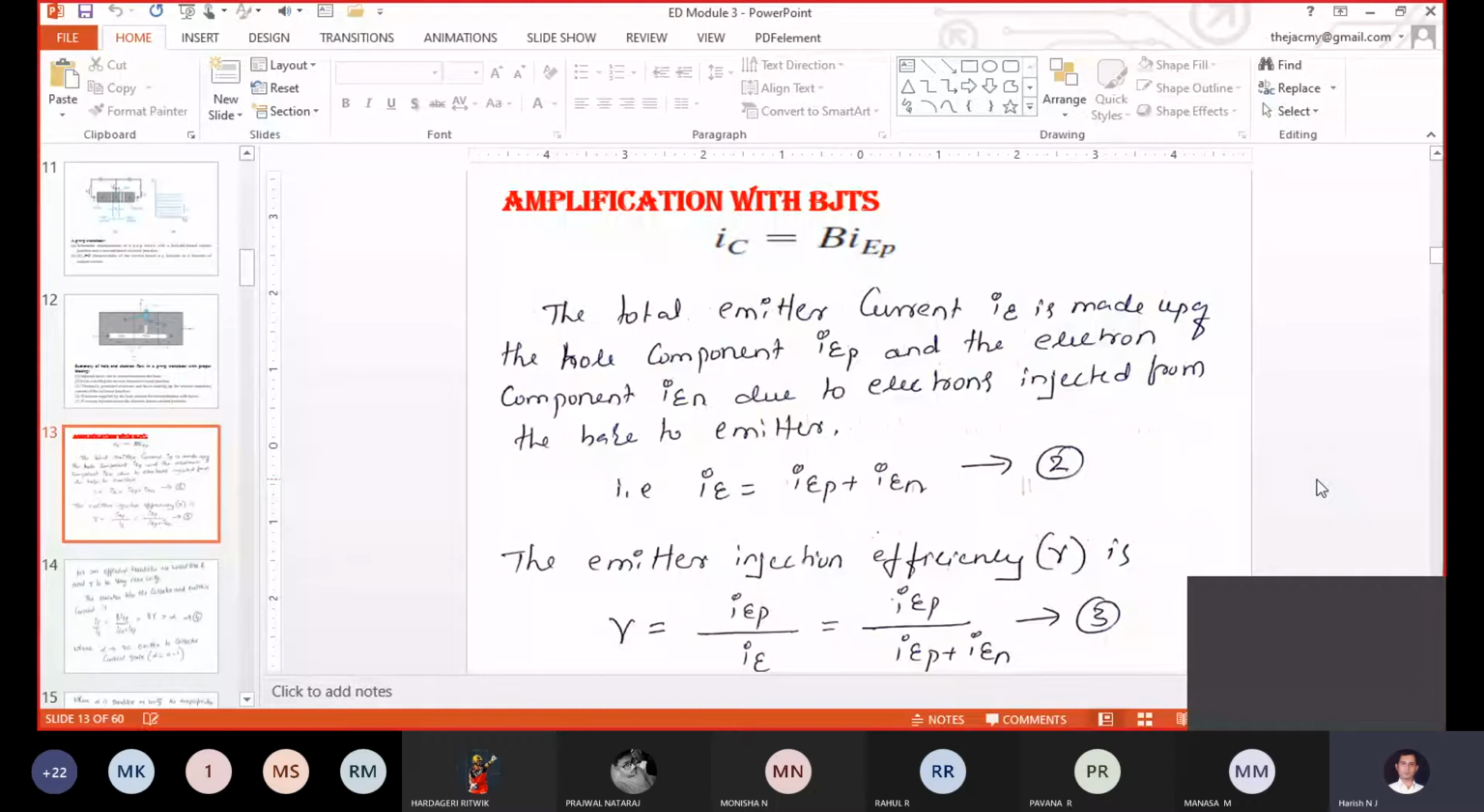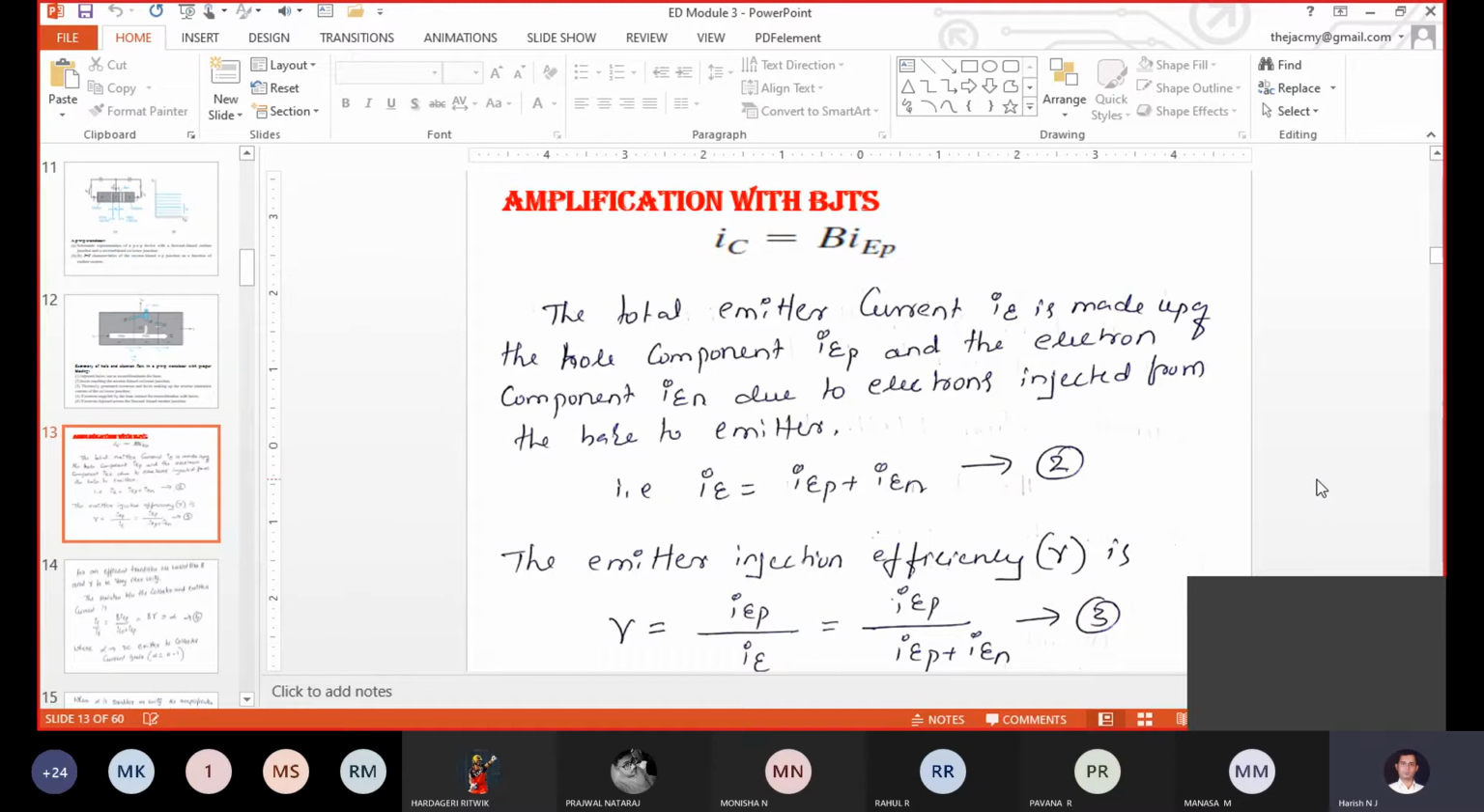Correct. When we start speaking about current amplification, the gain depends upon two parameters. One is alpha, the second one is beta. Both are current gains only. Alpha comes into the picture when we have taken the common base configuration. Beta comes into the picture when we have taken the common emitter configuration. But both are current amplification factors only.